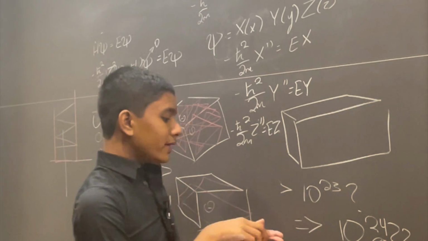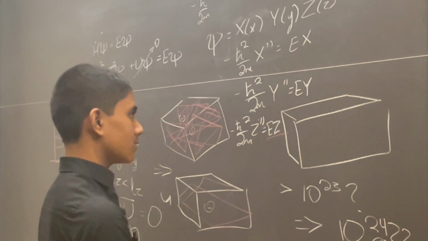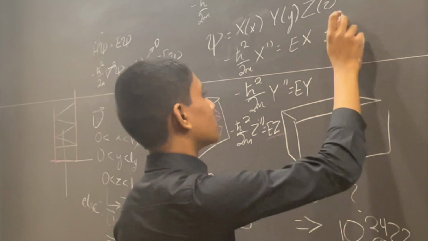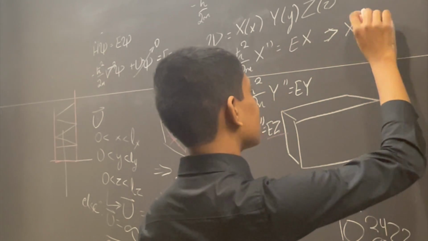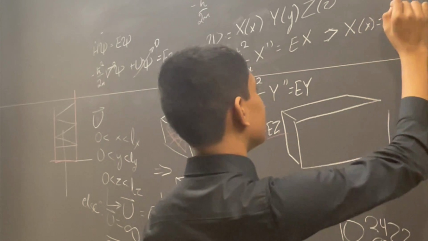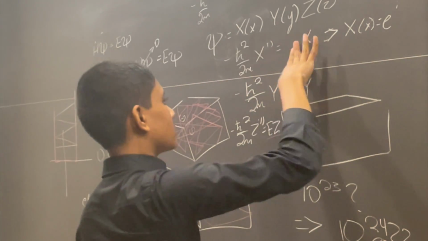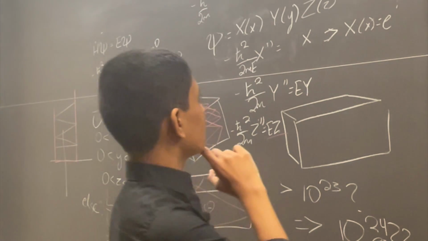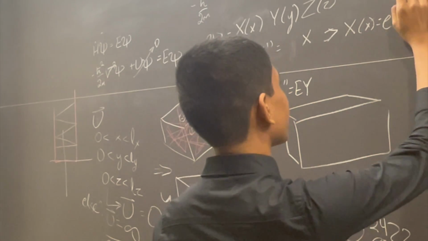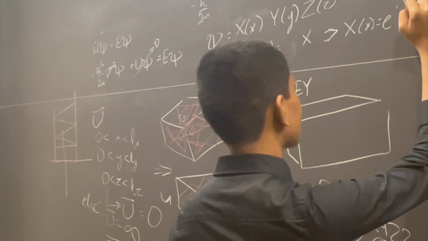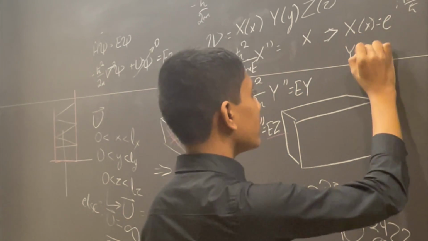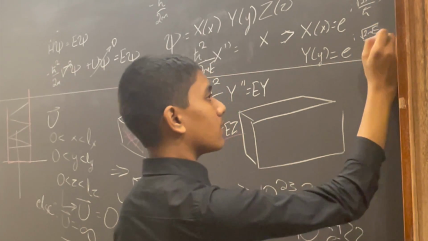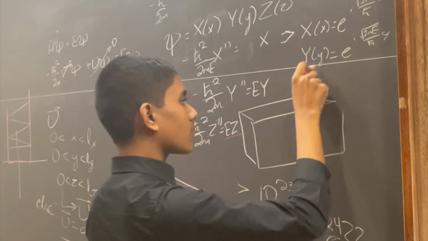So, quite easily, you can show that, hold on, what's the actual constant going to be? The X function is going to be e to the i something something, over 2mE. Yeah, this constant is fairly familiar. So it's going to be e to the i square root of 2mE over h bar x. And Y is going to be similar. And Z is going to be similar.